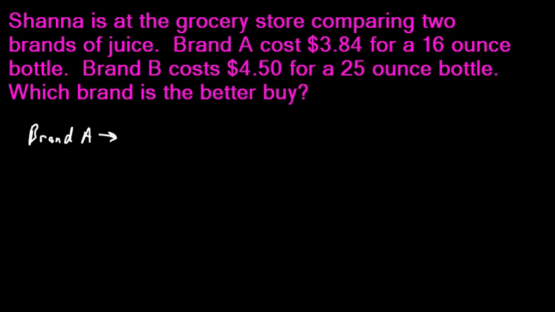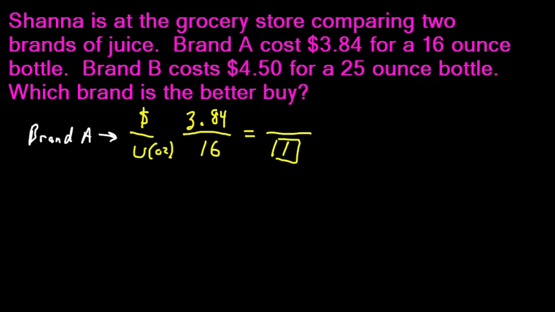So for brand A, we've got the cost and the units. All right, and so the cost is $3.84, and the unit is in ounces. So we'll say it's 16 ounces. All right, so we want to know the cost for 1 unit or 1 ounce. So I put 1 here. Once again, this will always be 1 if we're finding unit rate. And this, we don't know what this is, so we put an X there.